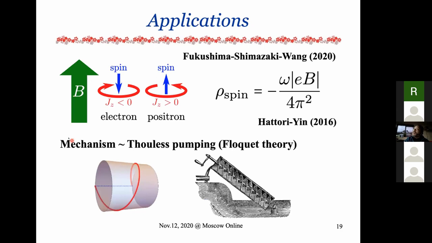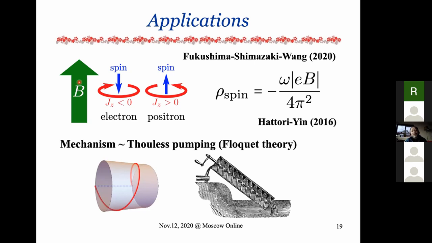What is actually interesting from this consideration is that if you do this kind of thing, then you can easily find very interesting physics. That is, if you have a strong magnetic field, and also if you have rotation, then you can find that the particle or antiparticle, one of them, is preferred by this combination of a rotation and a magnetic field.